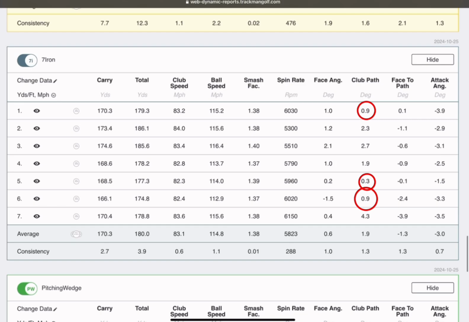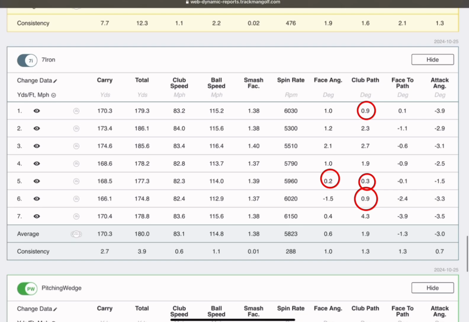So as a byproduct, if you leave the face open in that situation like you did there, you're going to hit a shot that goes a long way left, because the ball's going to start left of target and then cut even further away. So it didn't give you enough margin for error to hit a fade.